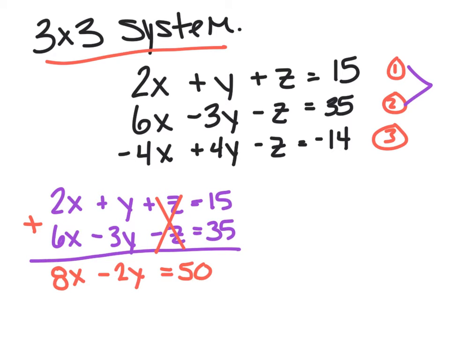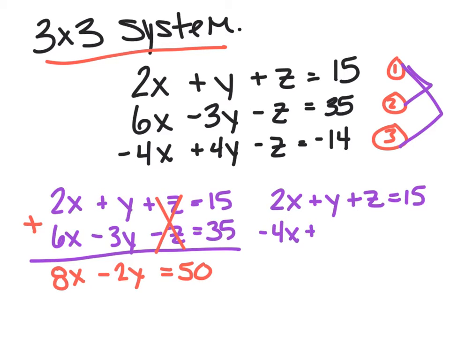Okay, now I have to get one more set of equations, and basically you can pick anything you want except the one you already did. Maybe you want to pick 1 and 3, maybe you want to pick 2 and 3. Again, it doesn't matter, you can't go wrong. I'm going to pick, I don't know, 1 and 3 now. 2x plus y plus z equals 15. And we'll go through row 3. Negative 4x plus 4y minus z equals negative 14.